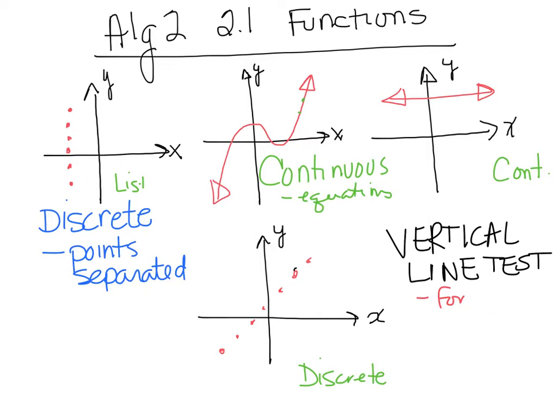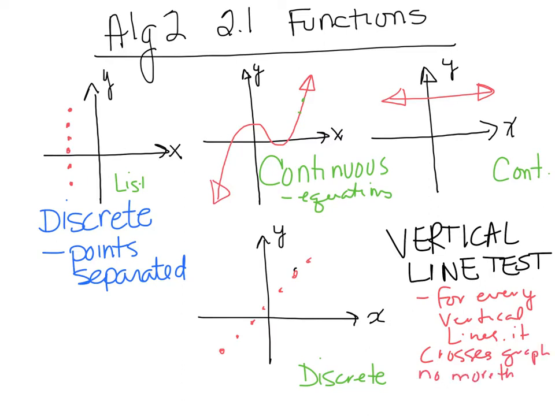But in a graph, every vertical line crosses the graph no more than once. There's that wonderful "no more than." It can only cross once or none. Otherwise, it would fail the vertical line test. You need to pass the vertical line test in order to be a function.